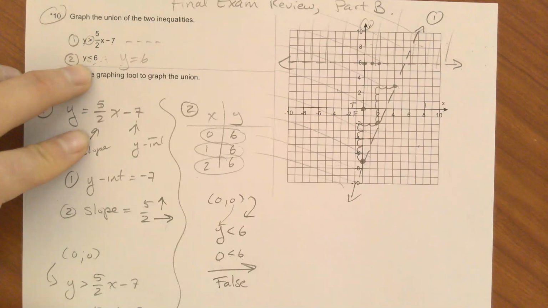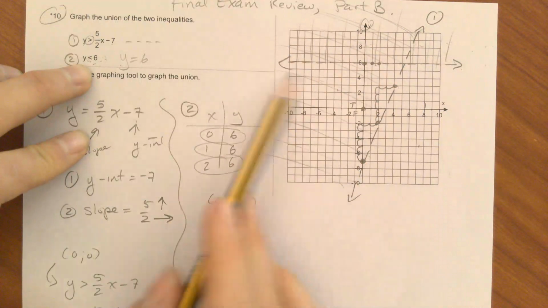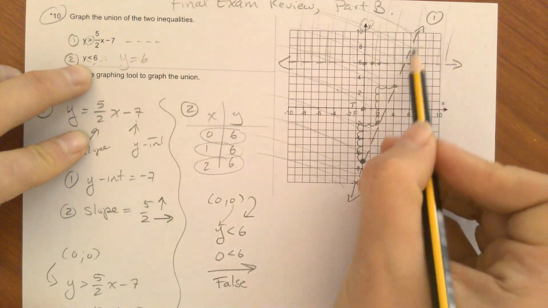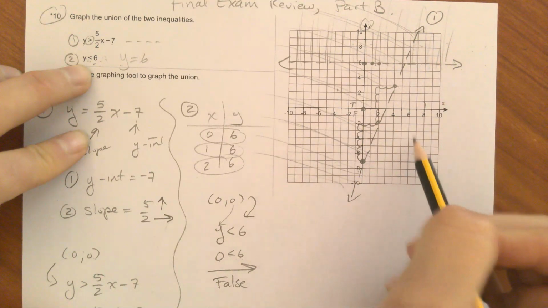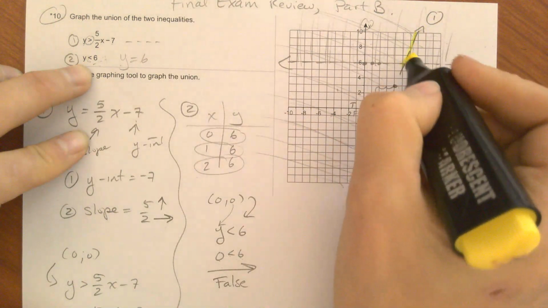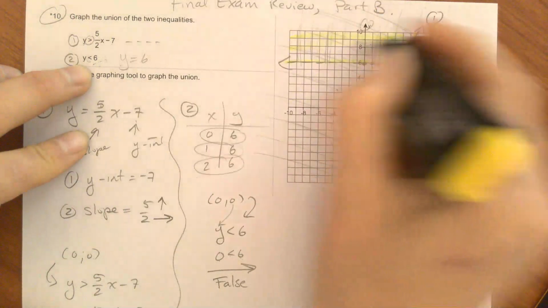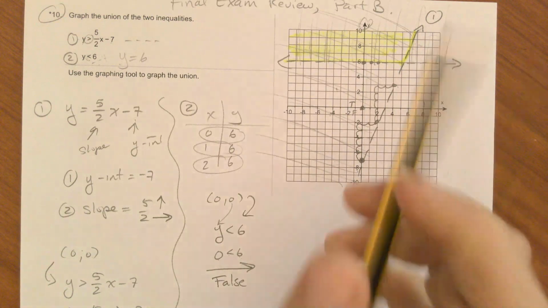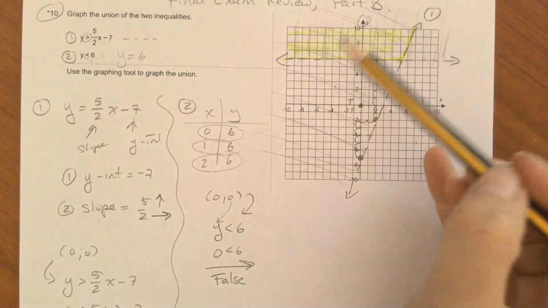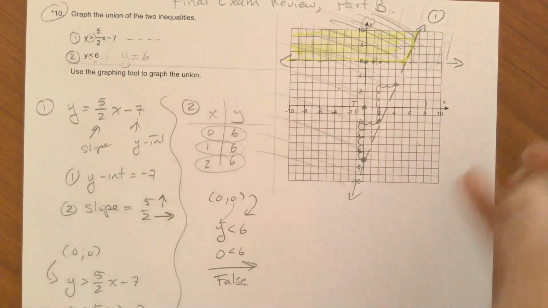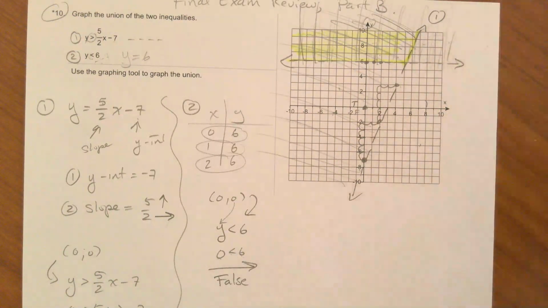Okay. Now what is shaded twice? This is shaded here, and this is shaded here. This piece is shaded once. This is not shaded. This is shaded once. This is shaded twice. So the solution set is this area here. That is the solution. You always color in the part that's been colored twice. You can see this is colored from here, and it's also colored from up here.